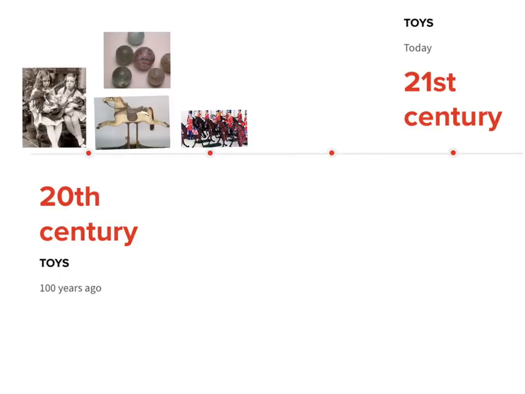Here is an image of a timeline. A timeline is a graphical representation of events in a period of time. Most of the time these events are in chronological order, which means in order from earliest to latest. So here we can see we've got the 20th century, which was before the 21st century. And this bar represents progress in time.